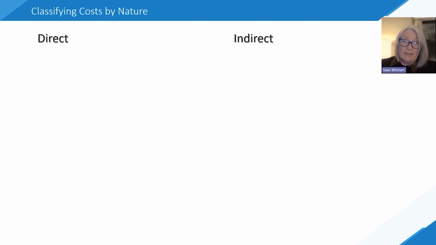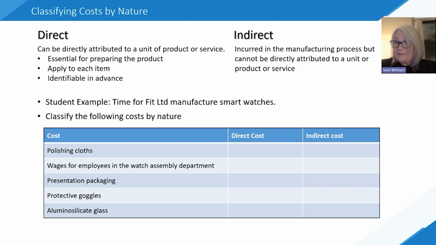So as before, let's have a look at another example. Different type of business this time. So giving you, again, a little bit of a hint there, just to remind you what constitutes a direct or indirect cost. And this time we are looking at Time for Fit, who manufacture smartwatches, and we're going to be coming back to Time for Fit a number of times throughout today's session.